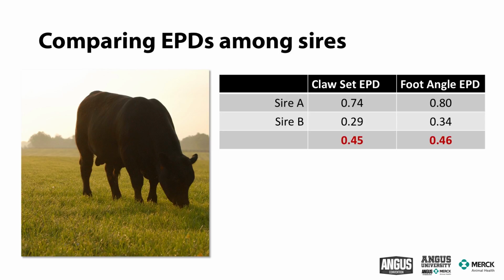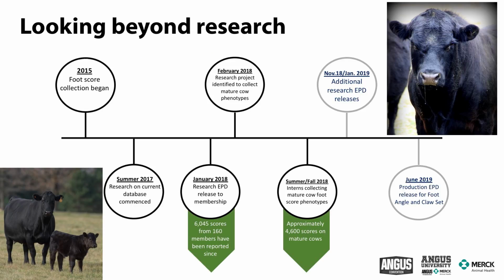And so when we're thinking about these, use them like any other EPD that you would, and basically we're doing it on partial scores, all right? Birth weights in pounds, foot angle and claw set EPDs are in partial scores.